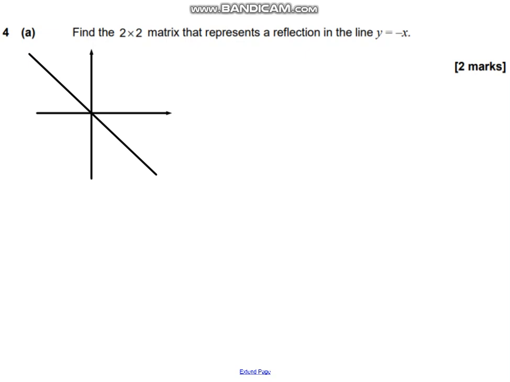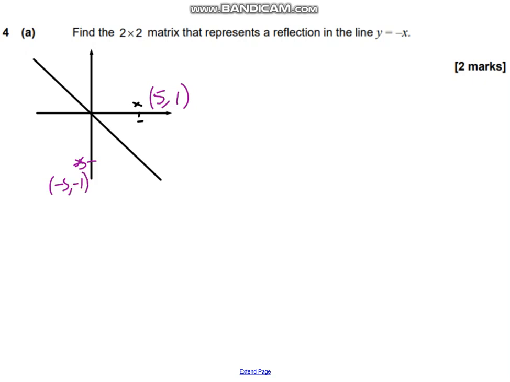Say we take a point here, say this one, 5, 1. I'll call that one 5, 1, and we can see what's going to happen when that's reflected in this line. It's going to go down here, it's definitely going to be a minus 5, and it's also going to go the other side of the axis, so it's going to go to minus 5, minus 1.